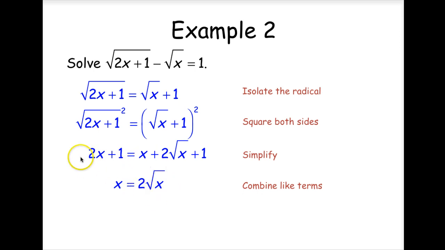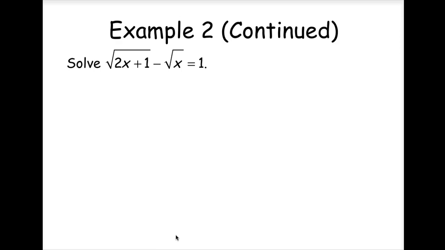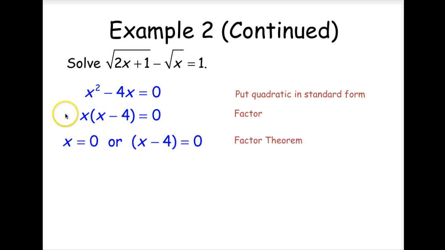The reason we subtracted x from both sides rather than 2x is we're isolating this radical again. So we have to square both sides again. We just start all over again. x squared minus 4x is equal to 0. So put it in standard form. We can factor out an x in both of these. And using the factor theorem, x is equal to 0. x minus 4 is equal to 0.